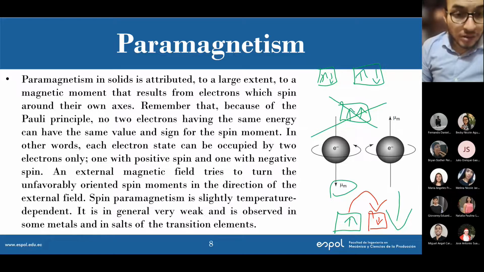Well, that is paramagnetism. Spin paramagnetism is slightly temperature dependent, but it's very weak. In general, paramagnetism is a weak effect. It's observed in some metals, in some salts, and also in the transition elements.